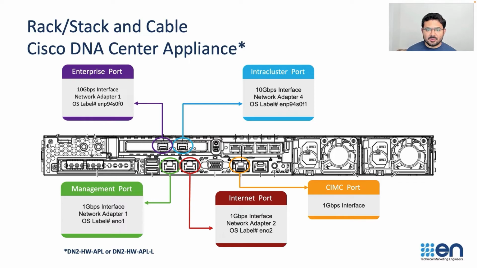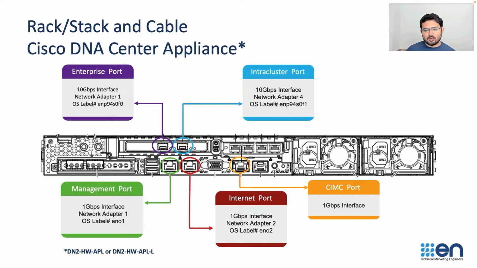The one on the top left is the enterprise port. It is a 10 gig port and it is used for the Cisco DNA Center appliance to connect to the network that it is going to manage. The one on the top right is the intracluster port. It is a 10 gig port and this port is used to connect other Cisco DNA Center nodes in the multi-node cluster.